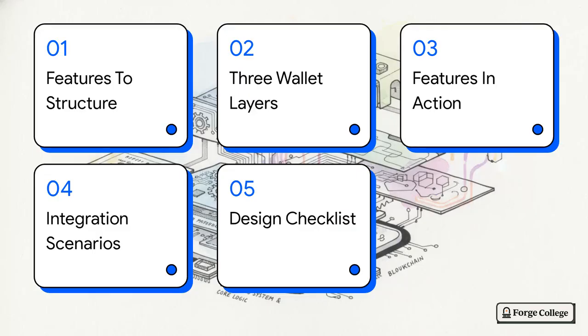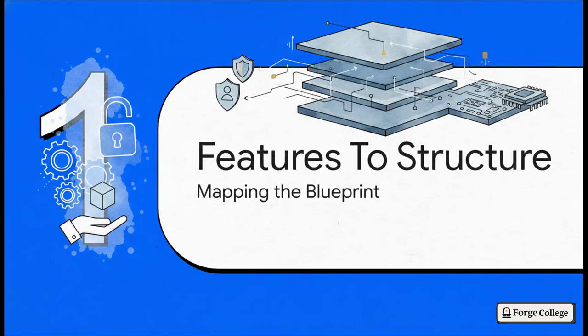Okay, here is our architectural schematic for today's explainer. We're going to move from features to structure, break down the 3 wallet layers, map those features in action, look at some real-world integration scenarios, and wrap up with a rock-solid smart wallet design checklist. Let's get to it. First up on the schematic, going from features to structure.